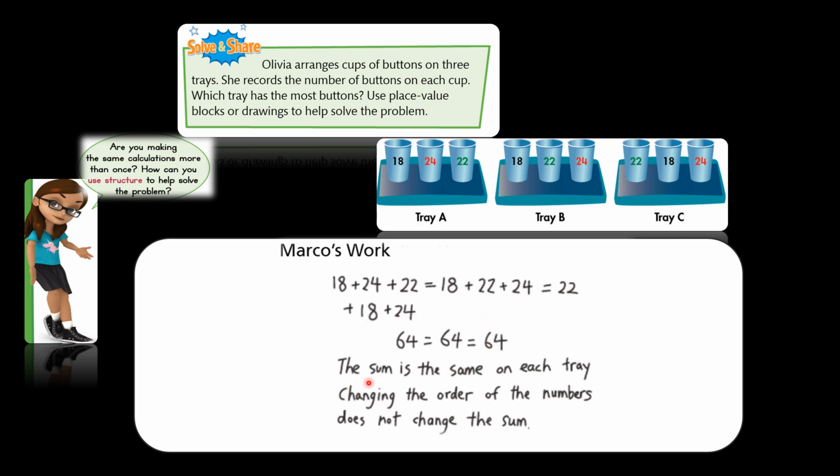Here's the important part. What do you think about what he said right here? The sum is the same on each tray. Changing the order of the numbers does not change the sum. So you can see that each of the 3 cups have the same amount in there, on each one. We see a cup with 18 on each tray, a cup with 24 on each tray, and a cup with 22 on each tray. That's going to be one of the main takeaways of today's lesson.